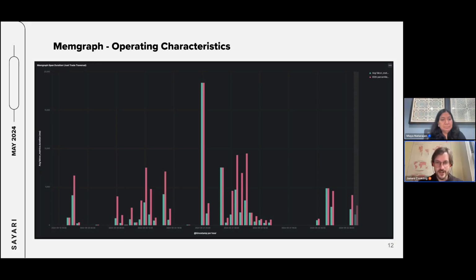Watching time here, so I'm going to try to move pretty quickly through these next few slides. But in our trade graph, we see similar performance characteristics. Under 1 second for most queries, but every once in a while they'll jump to 5, 10, 15 seconds.